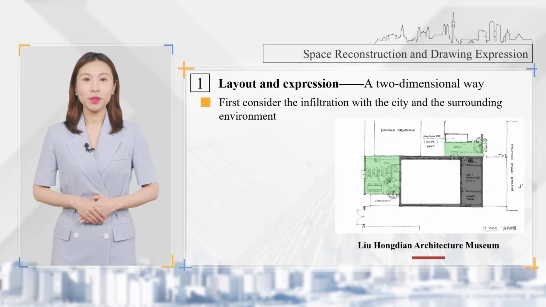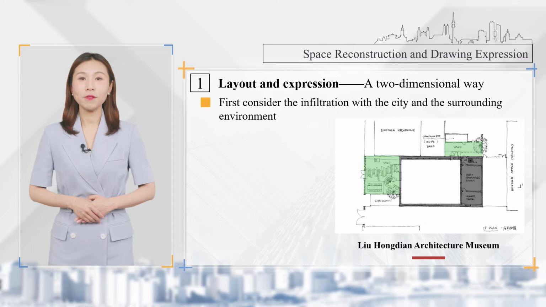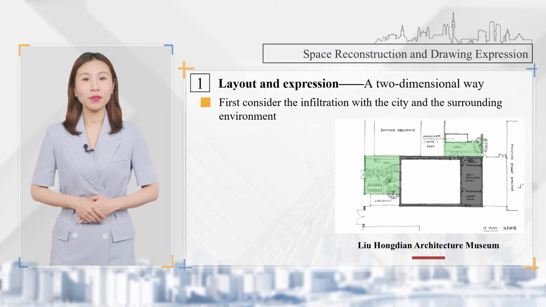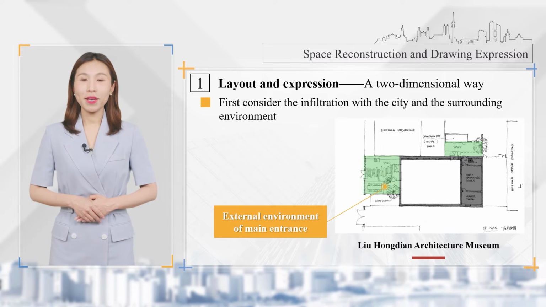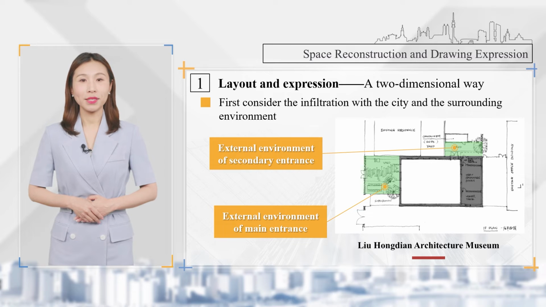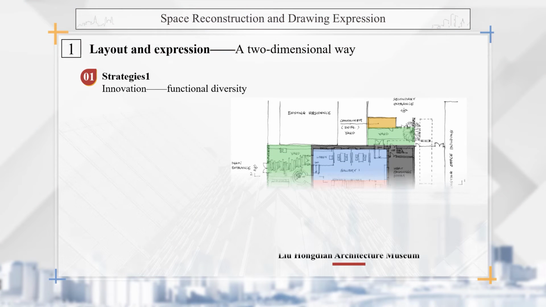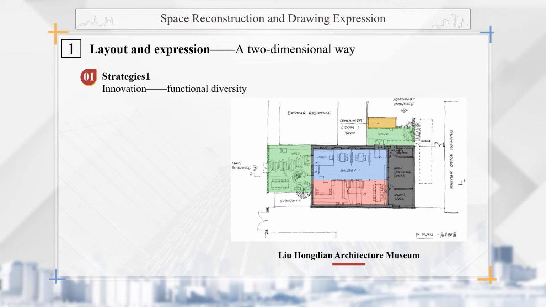The museum is to be used as a public building, so we should first consider the infiltration with the city and the surrounding environment. The main entrance is connected with Haikou Street to create a public landscape space, where surrounding residents can come to rest, chat, and then enter the museum. The secondary entrance is connected with the Design Institute, and the same treatment is done. The main body of the boiler room is well preserved.